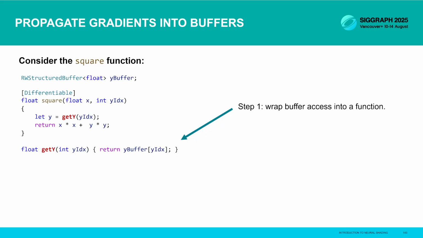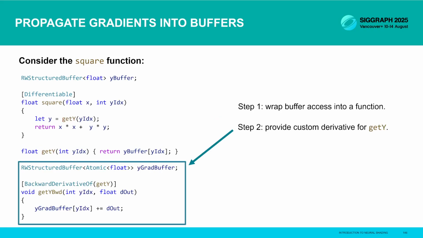The pattern to solve this problem is in 2 steps. First, we wrap that buffer access into its own function called getY and modify our square function to call getY instead. Next, we provide a custom gradient function for getY, which writes the gradient propagated to the function into a separate global buffer holding the gradients.